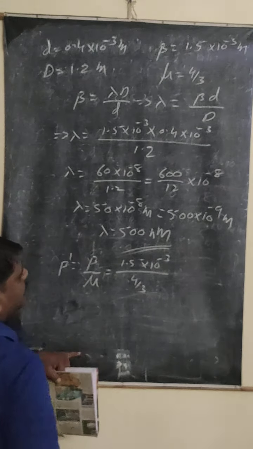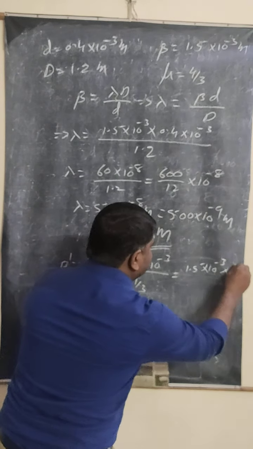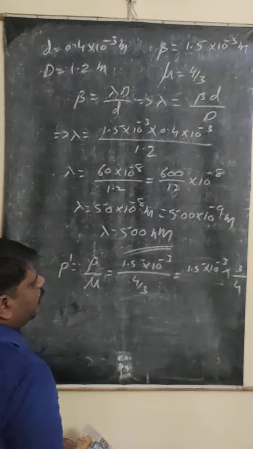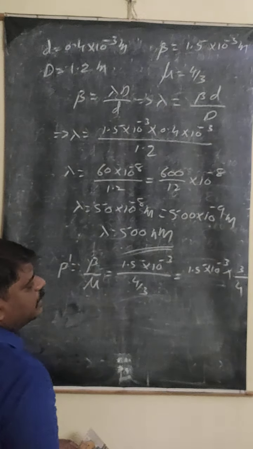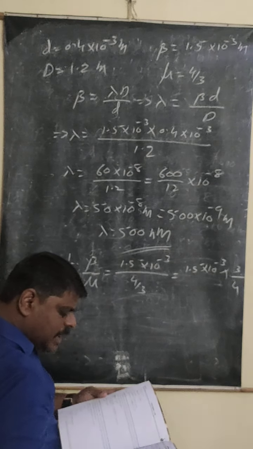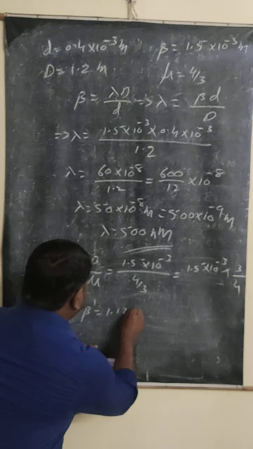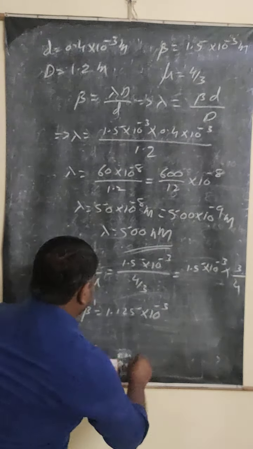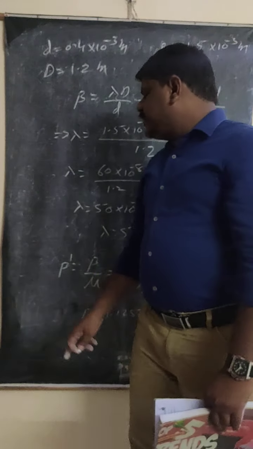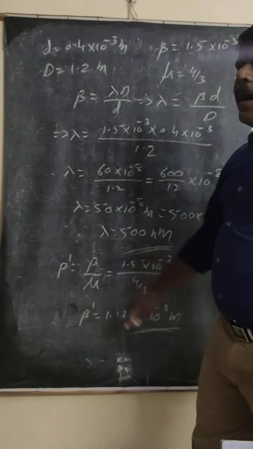With the refractive index 4/3, it becomes 1.5 × 10^-3 × 3/4, since the fraction is reversed. Simplifying, 1.5 × 3 divided by 4 gives 1.125. So beta dash = 1.125 × 10^-3 meters. This is the change of the fringe width. The fringe width changes to 1.125 × 10^-3 meters when the whole apparatus is immersed inside the liquid.